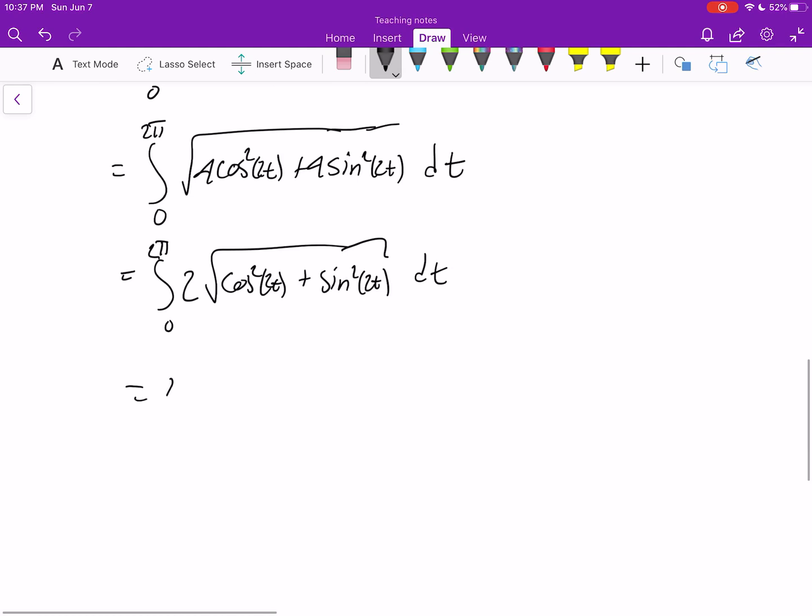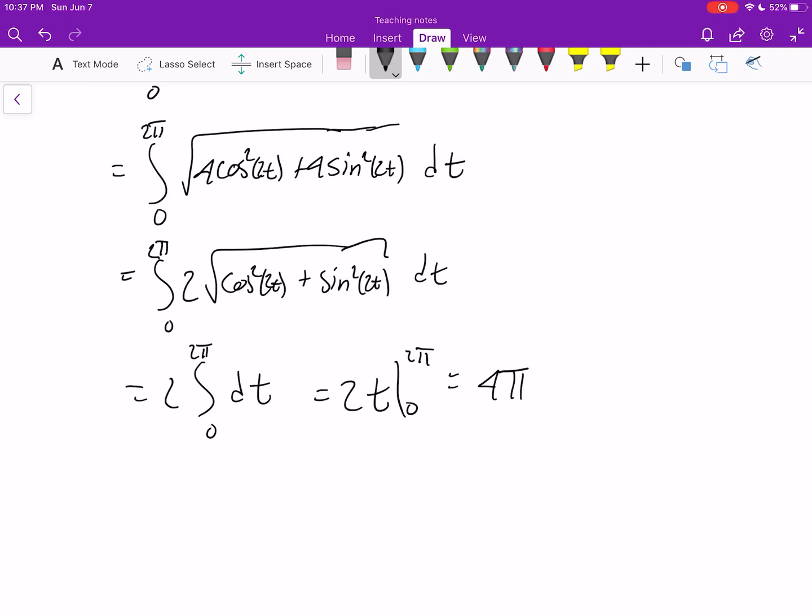So then pull the 2 out. This becomes the integral from 0 to 2 pi, square root of 1 in there. This is just 1. So this is 2t evaluated from 0 to 2 pi. This is 4 pi. So you can see what happened here. We didn't traverse the curve once there. We actually traversed it twice.